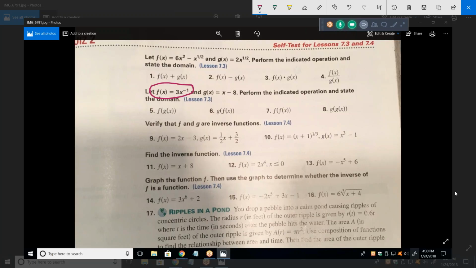What does the negative 1 exponent mean? It means the reciprocal. Okay. In other words, negative exponents never mean negative numbers. It just means 1 over x. If I saw x to the minus 2, that would be 1 over x squared. So in this case, I can write this as 3 over x. That's f of x.